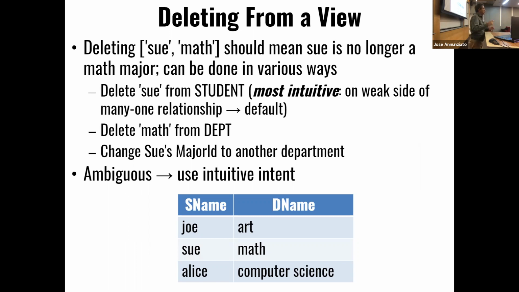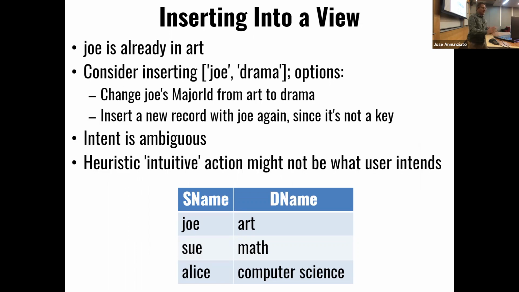So what does that mean? Are you changing the ID of the math department, or are you changing the reference for Sue to be the computer science department? This is not trivial. What is it that you want to do?